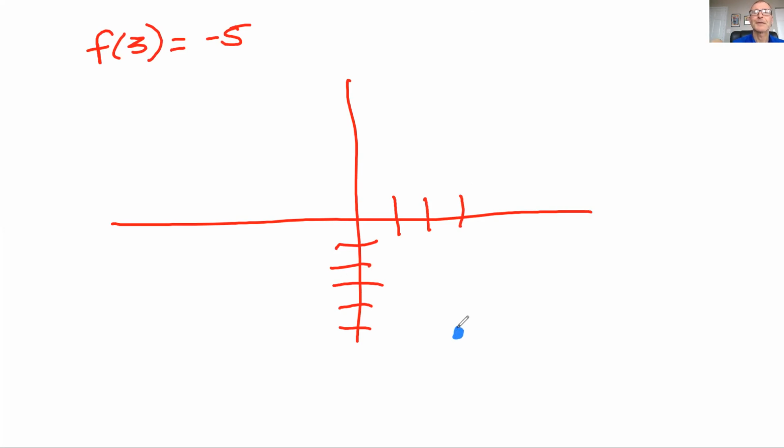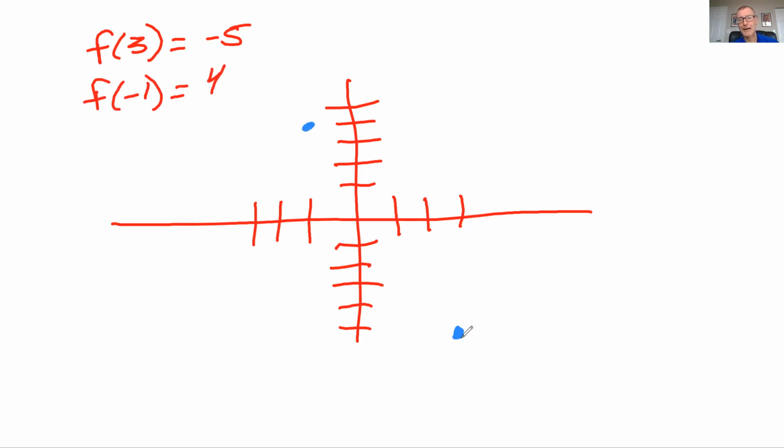And then say I plug in a negative value for x, say f of -1, and say that equals 4. So -1, 4 would be right here. Now, if you think about it, how do I connect these two points? Well, the only way to do that is that you have to cross the x-axis. Where? It has to be between these two. So it goes nice and smooth. So you would have to connect between those two.